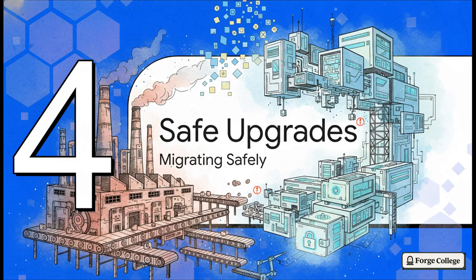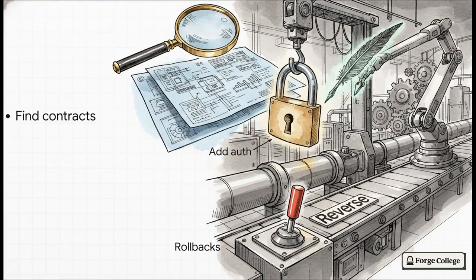All right, moving to section 4, safe upgrades. Let's talk about migrating safely without breaking everything. So eventually, your app is going to grow, and you are going to need to upgrade your factory's layout. And the terrifying reality? You often have to do this while the assembly line is still running, live transactions.